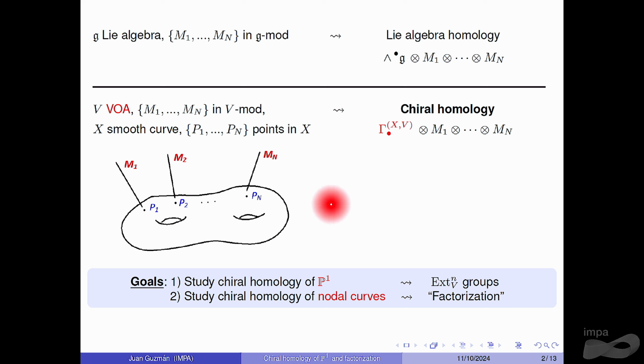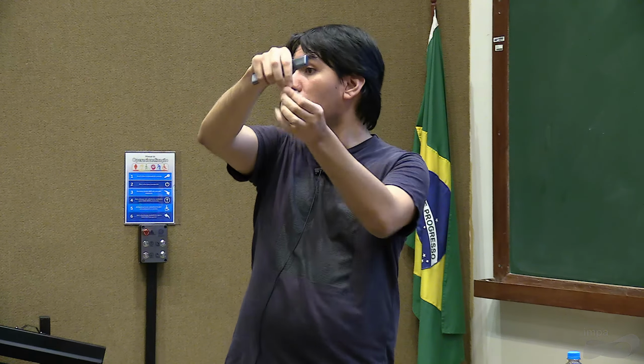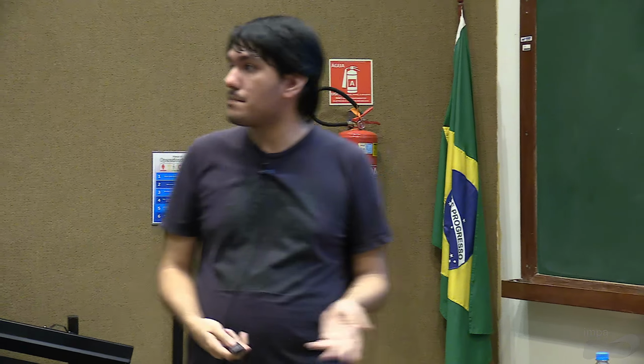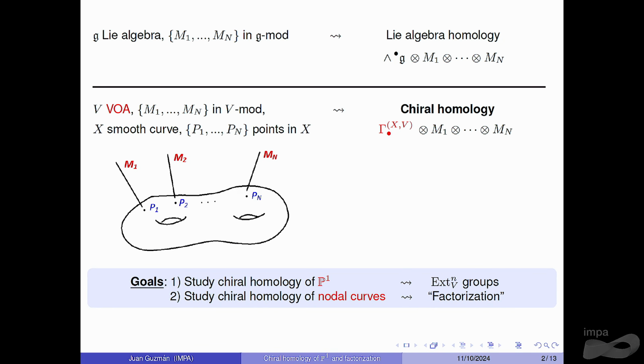In two particular cases, we're going to study the chiral homology of the sphere, P1, and we're interested in what happens when you take 0 and infinity in P1 and you glue them together. You get a nodal curve in that case. So we're going to study how to define chiral homology for those nodal curves and see what we come up with. There's a nice phenomenon called factorization, which has been very well known for a long time, and we were able to generalize it a bit. So it's been really, really good.